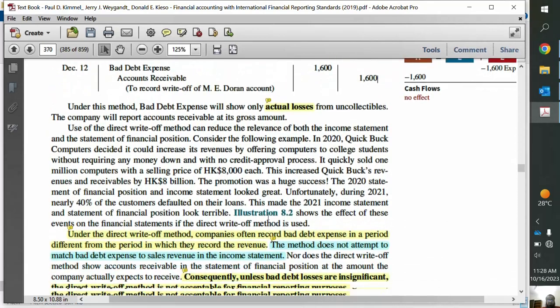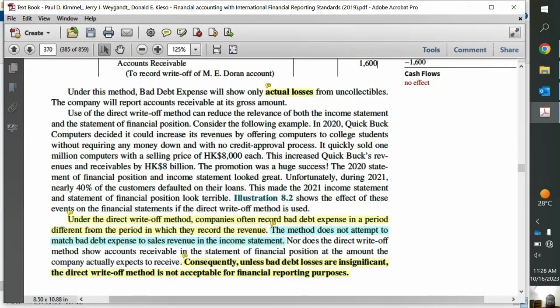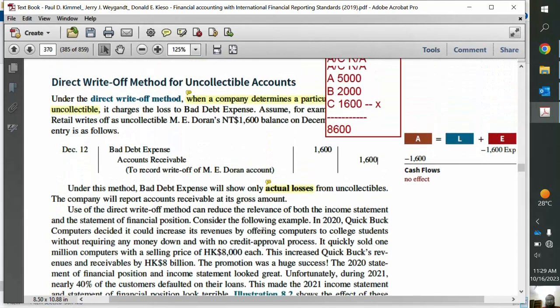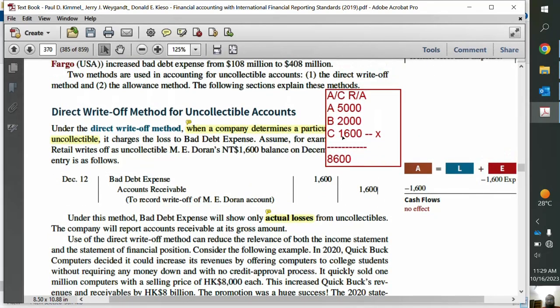Now keep in mind, under the direct write-off method, companies often record bad debt expense in a period different from the period in which they record the revenue. When we would have recorded the sales revenue of this customer, it was most likely in some previous period, right? Because the customer went bankrupt some time after they bought goods or services from us. So we get to know sometimes even after a year that this customer is not going to pay.